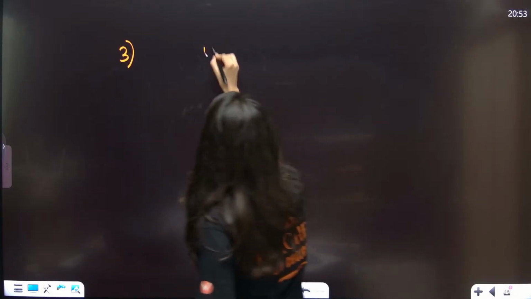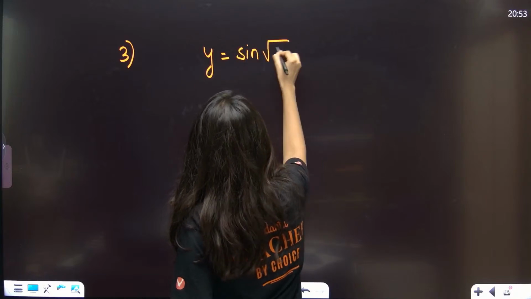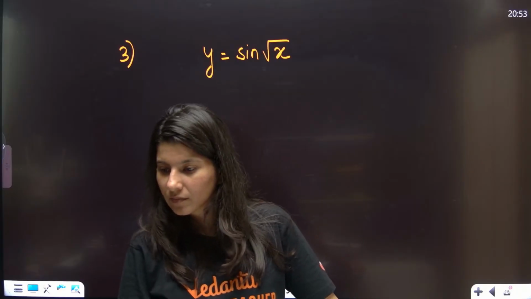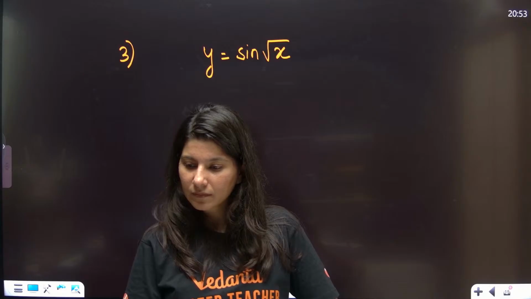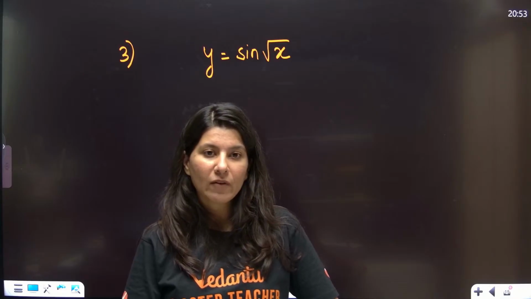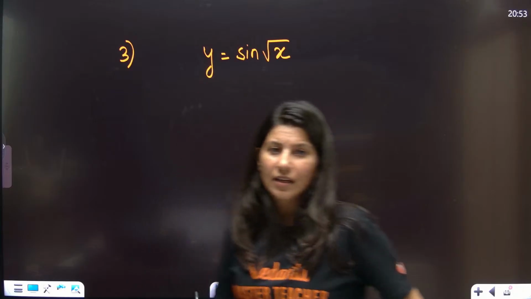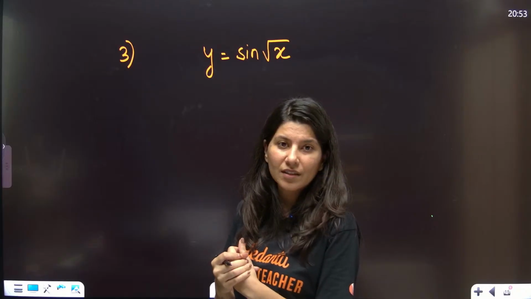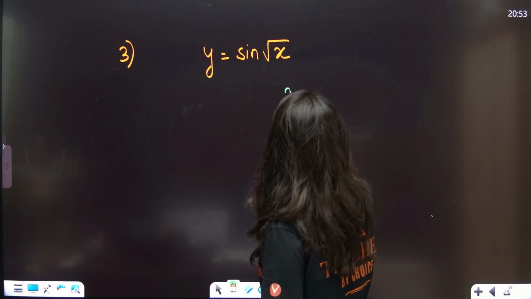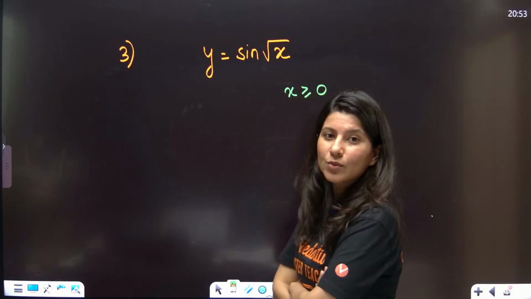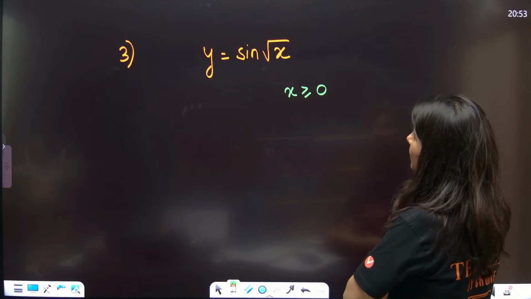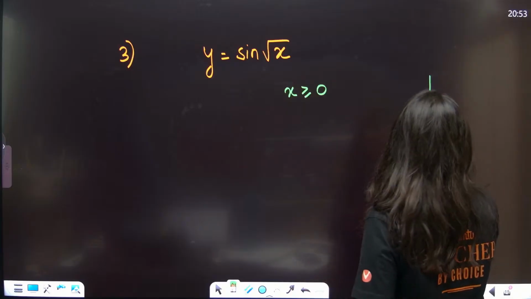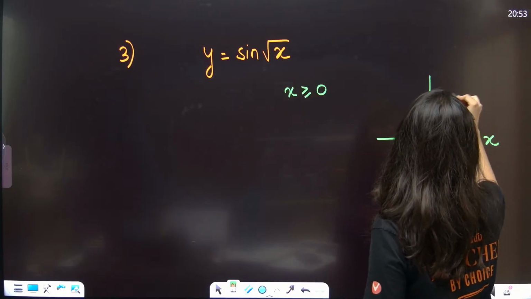Y is equals to sine root x. Everybody, y is equals to sine root x. Now, obviously, if I talk about the domain, see, whenever you are getting stuck now, how to calculate range, we don't know. Think about what is the domain. So, x is greater than or equals to 0, correct? So, just tell me one thing, that if your x is positive, see, this is your x. So, x will be in first quadrant.